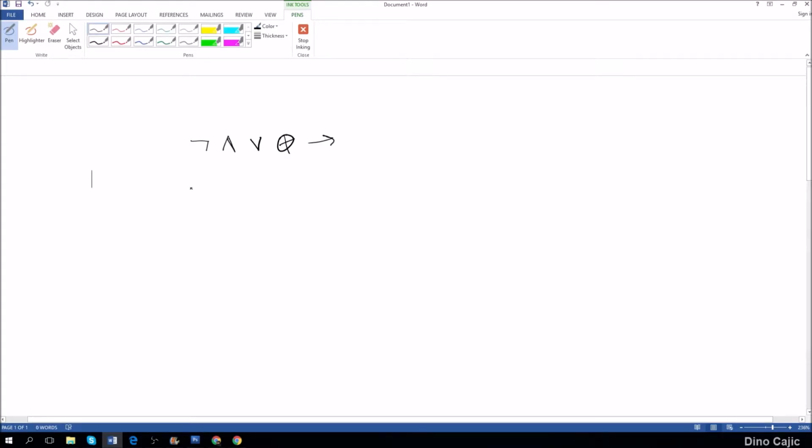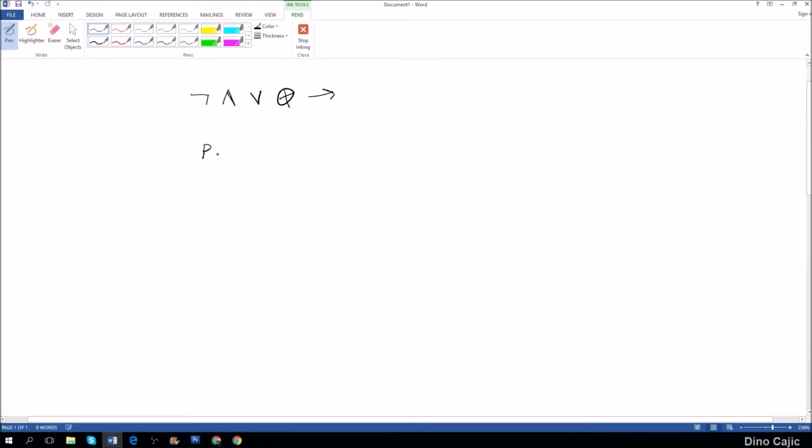Guys, let's go ahead and start off this tutorial by looking at some of the truth tables for some of the operators right here. So we have the not, we have the and, the disjunctive or, the exclusive or, and the implication operator. So we'll start off with the simple one. We'll start off with the not.